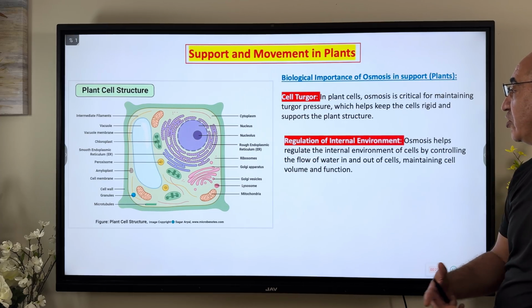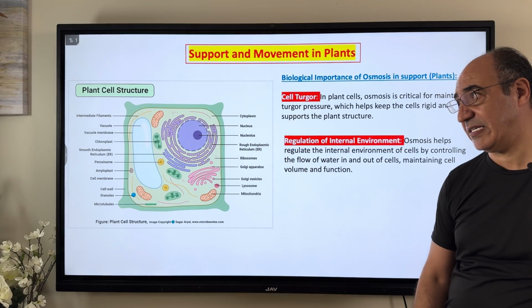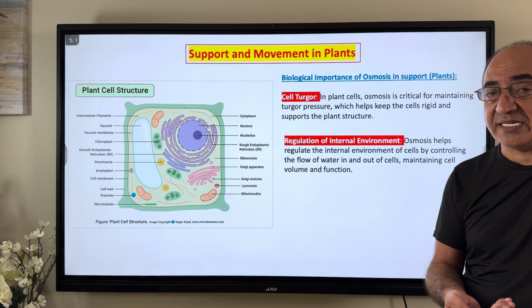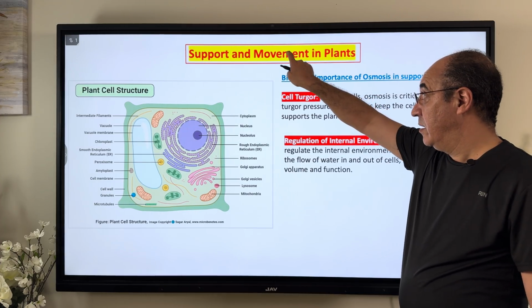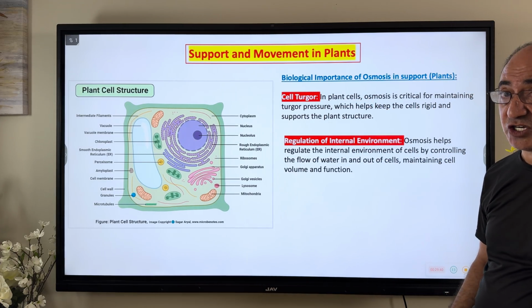And second is regulation of the internal environment, because osmosis helps regulate the internal environment of cells by controlling the flow of water in and out of the cell, maintaining cell volume and function. And that's important, and that also plays a role in the actual movement of fluid inside the cell. We'll deal with that when we talk about the movement component of our lecture, support and movement in plants. We haven't touched that yet.